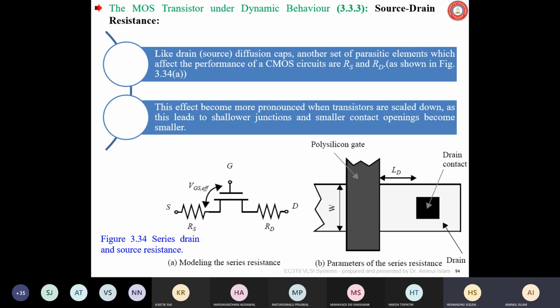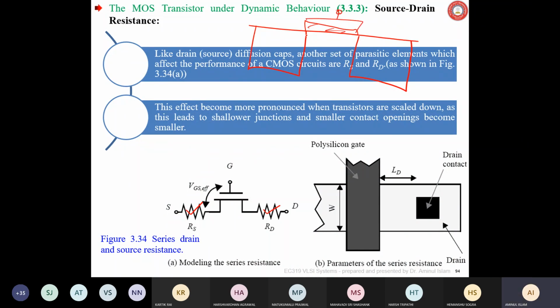Now, like drain or source diffusion caps, another set of parasitic elements exist, that is source resistance and drain diffusion resistance. Source diffusion resistance and drain diffusion resistance. What is that? This resistance, okay. We have shown this kind of resistance also.